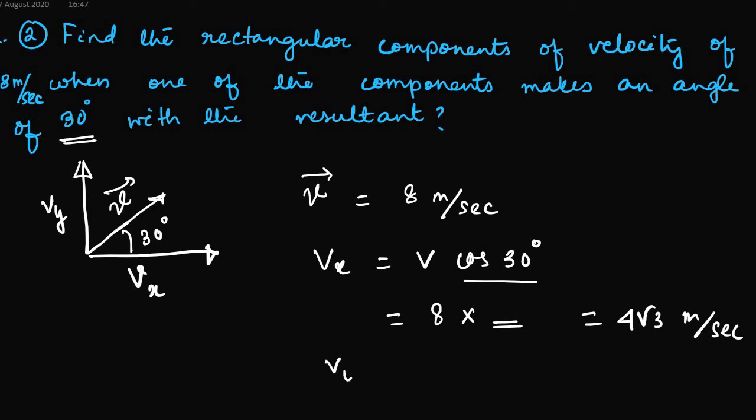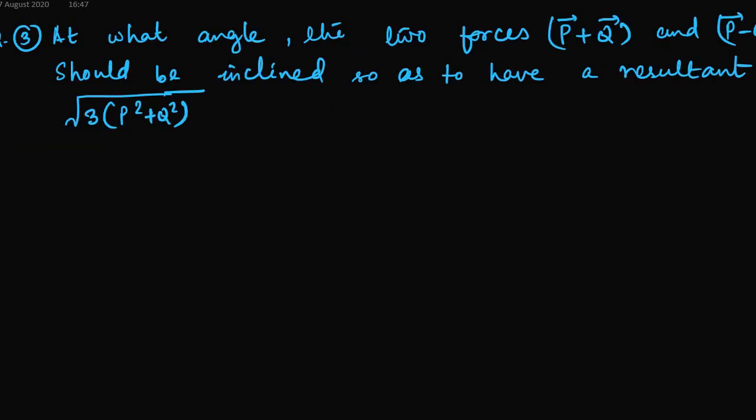Now Vy. Vy is showing the direction here. What would be the Vy? Vy would be the sine component of V, right? So it would be V sin 30. Put the value of sin 30 here and you will get 4 meter per second. So when these two add up, they will definitely give V as 8 meter per second. So this is how you solve the problem. Then we will move to the next problem.